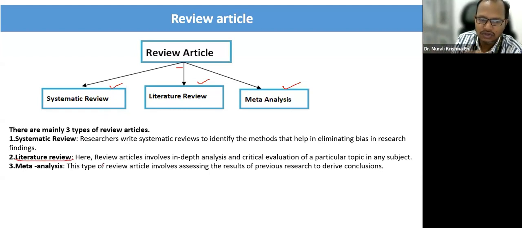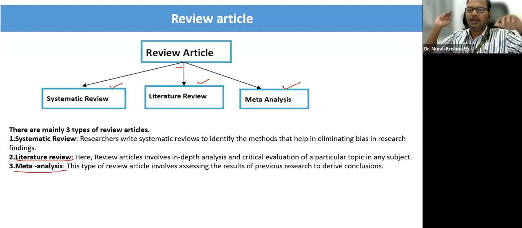The literature review or review articles mainly involve an in-depth analysis and critical evaluation. Whatever the particular topic, you read about it in depth and write about the entire critical evaluation. Then there is meta-analysis, where you take previously derived conclusions, bring all of them together, assess all these results, and bring some new conclusion. That is exactly the meta-analysis.